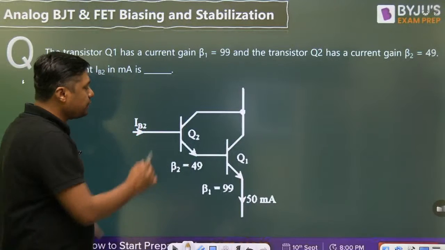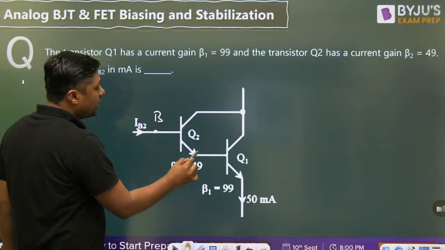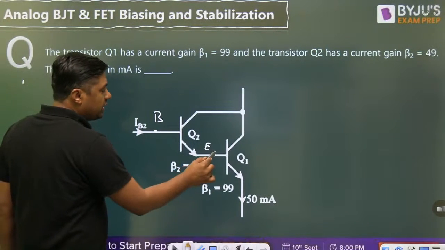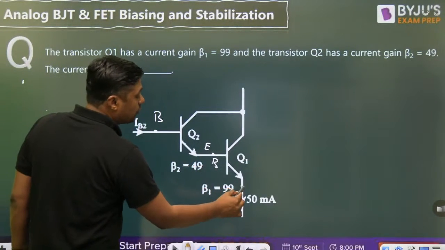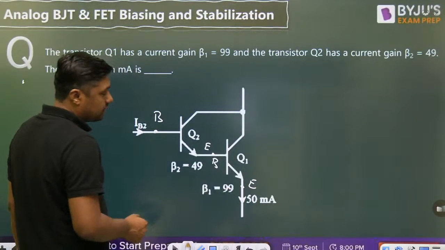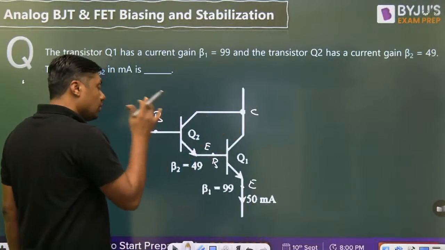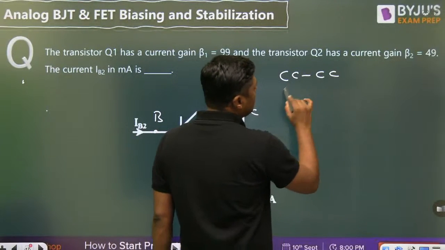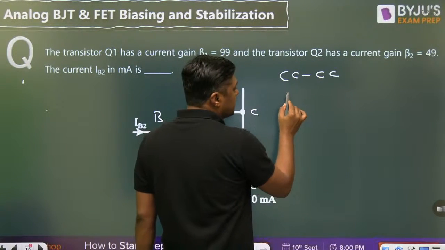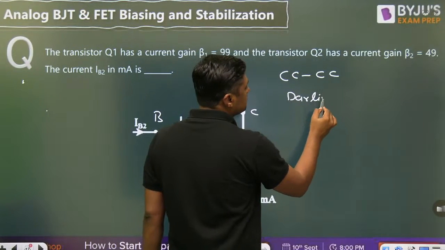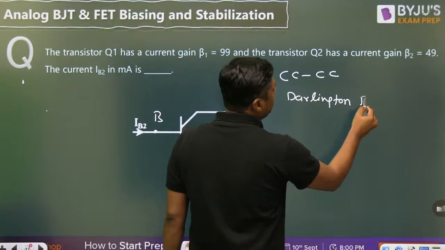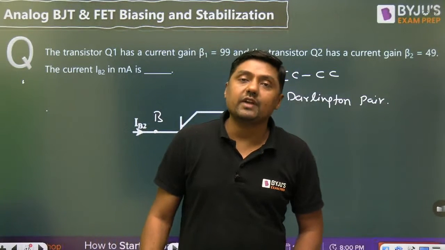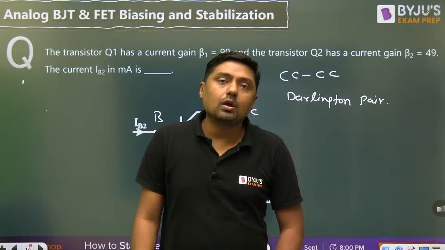We are giving the input to the base and getting the output from the emitter. So this is a common collector configuration. Again, we are giving input to the base and getting the output from the emitter. Again, it is a common collector. So it is common collector followed by common collector. If the common collector is followed by common collector, it is nothing but a Darlington pair. But in the GATE exam, no one is going to ask you the name of that circuit. Simply, we have to solve the question.